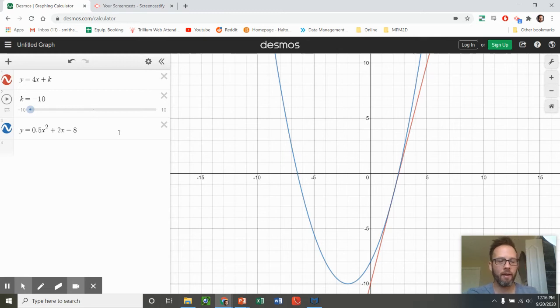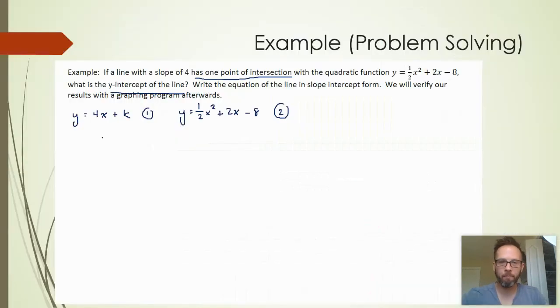So yeah, we know what kind of answer to expect. Let's proceed. So we're going to go like we normally do. Set 1 equal to 2. So 4x plus k equals, let's just change that to 0.5. No big deal. 2x minus 8.